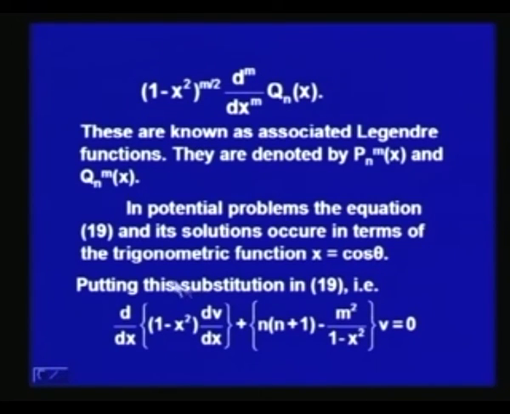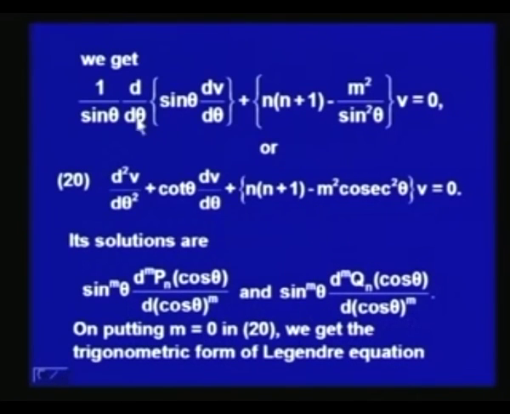In the potential problems, the equation 19 and its solutions occur in terms of the trigonometric function x equal to cos theta. So, let us put x equal to cos theta in the equation 19. The equation 19 we can write alternatively in this form: d/dx of (1 minus x square) dv/dx plus [n(n+1) minus m²/(1 minus x square)] v equal to 0. So, now if we put x equal to cos theta in this equation, we shall see that we get the following: (1/sin theta) d/d theta (sin theta dv/d theta) plus [n(n+1) minus m²/sin² theta] v equal to 0.